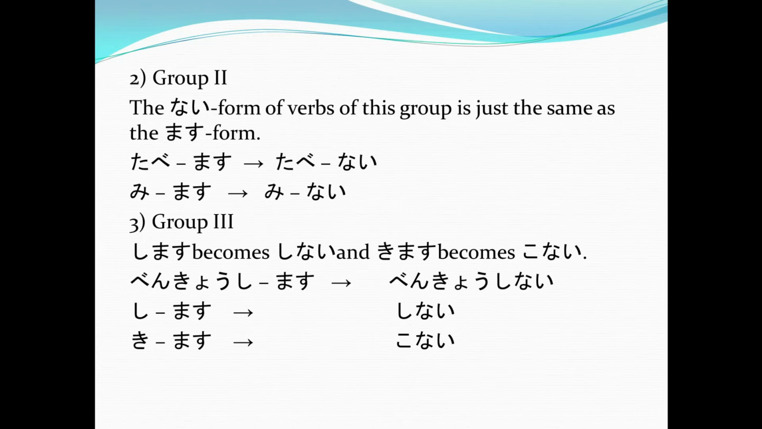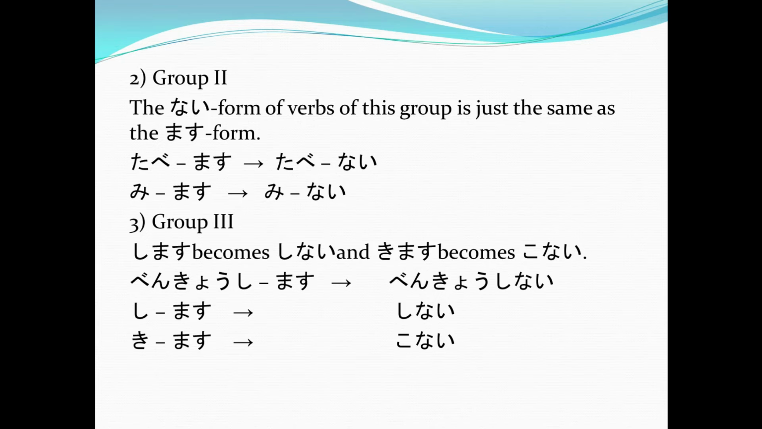Now for the group 3, these are the nouns denoting actions wherein we just have to add shimas and the special kimas. Shimas will just become shinai, and then kimas will automatically become konai. So example, benkyo shimasu. Just add the mas and then add nai. So benkyo shinai. For shimas, to do, it'll just become shinai.